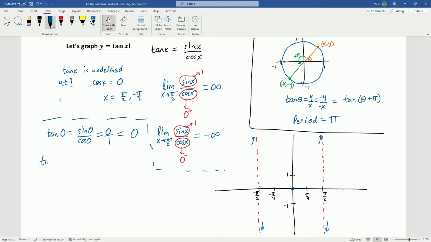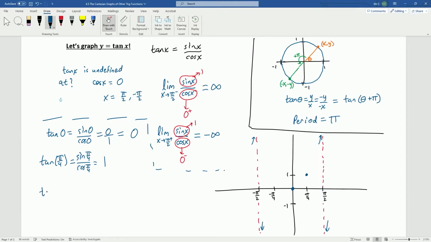And then what happens at tangent of pi over 4? That's sine of pi over 4 divided by cosine of pi over 4. Both of these are the square root of 2 over 2, so when I divide them, I just get 1.